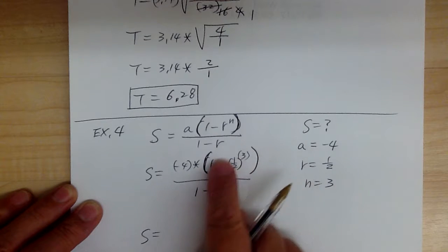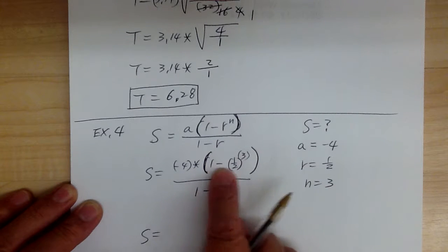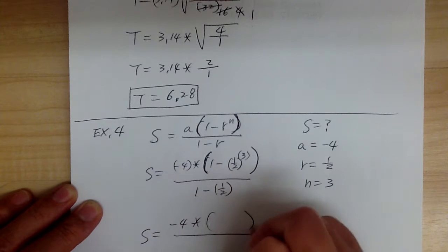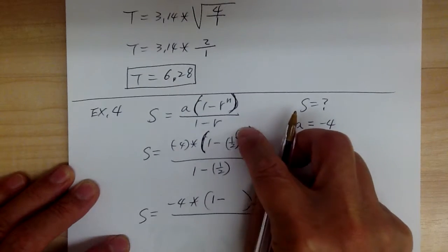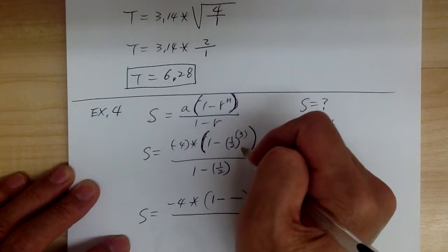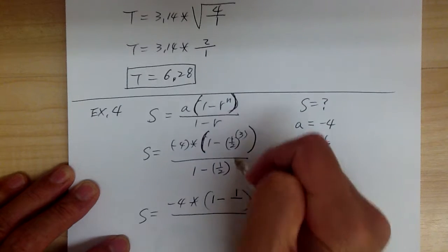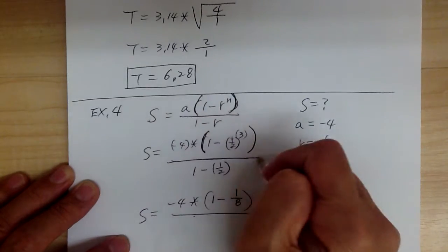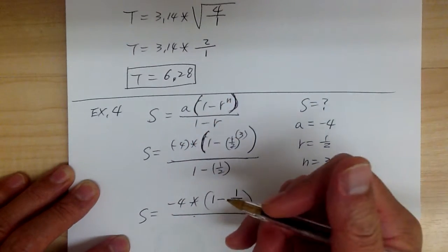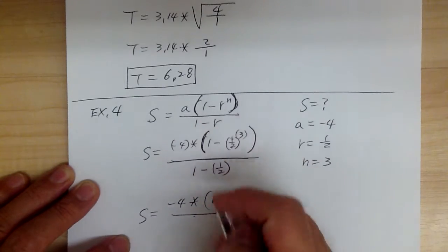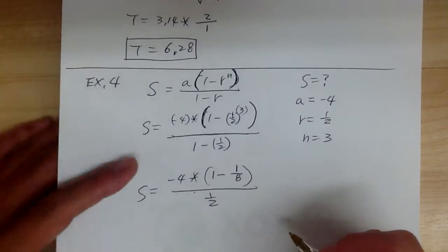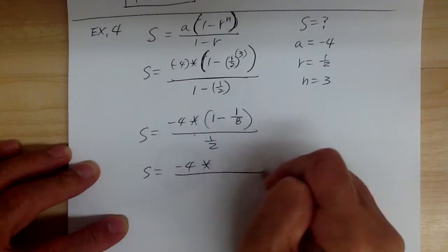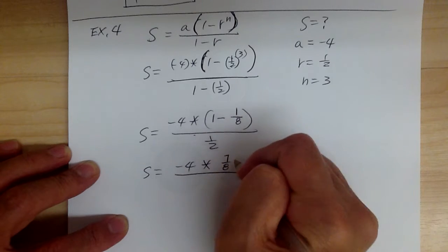So you have to work out this grouping first. In the group, you have subtraction and an exponent, so you do the exponent first. So you got -4 times 1 minus, 1 to the 3 power over 2 to the 3 power. When you have a fraction, you do the top and the bottom individually. So 1 to the 3 power is 1, 2 to the 3 power is 8. Now you can do the top group and the bottom group. On the bottom group, it's very easy: 1 minus 1/2 is 1/2. So you continue to work on the top. S equals -4 times 1 minus 1/8, which is 7 over 8.